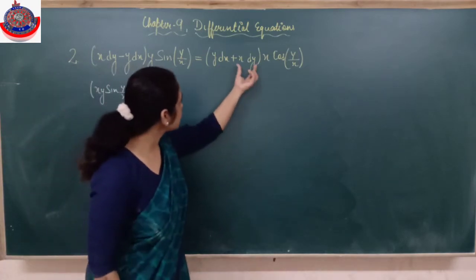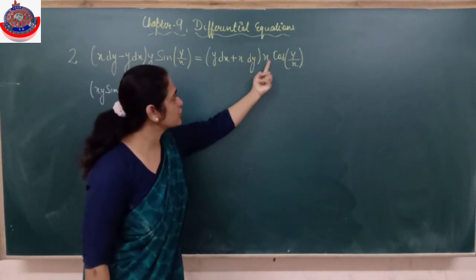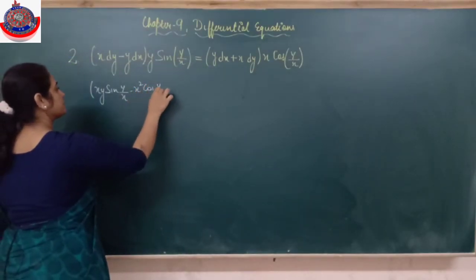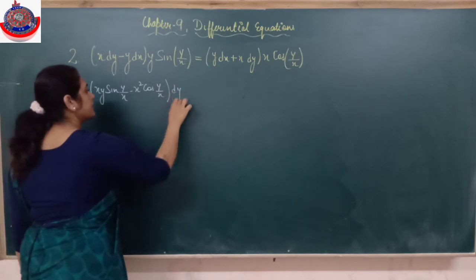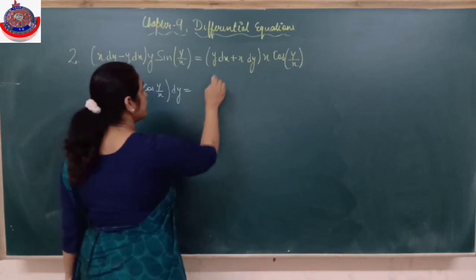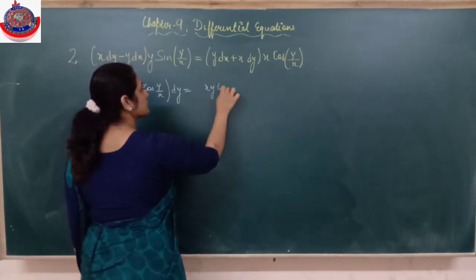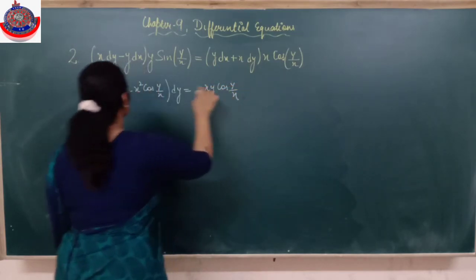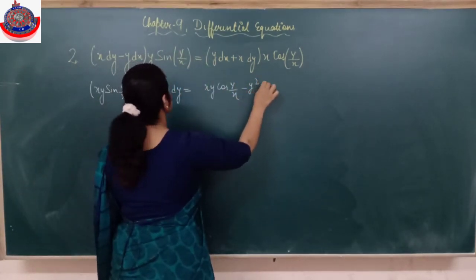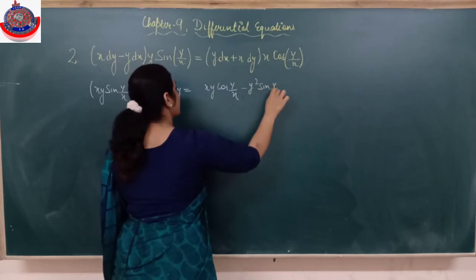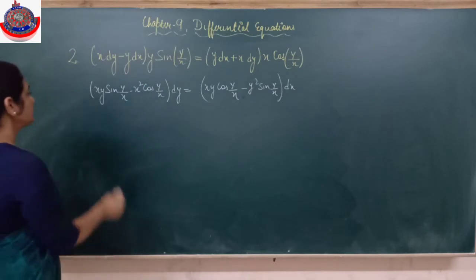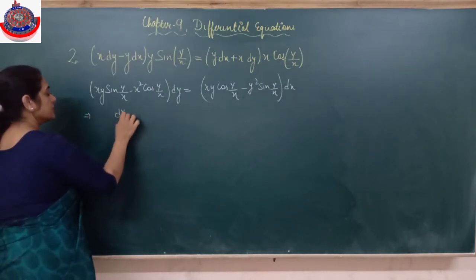When dy will come from that side, this term will come. Dy, x into x this. And terms containing x or dx I am taking on that side. So it will be this minus, this will go that side. Alright, now dy upon dx.